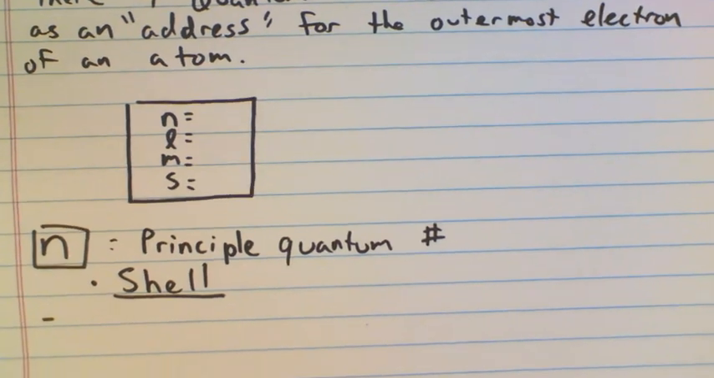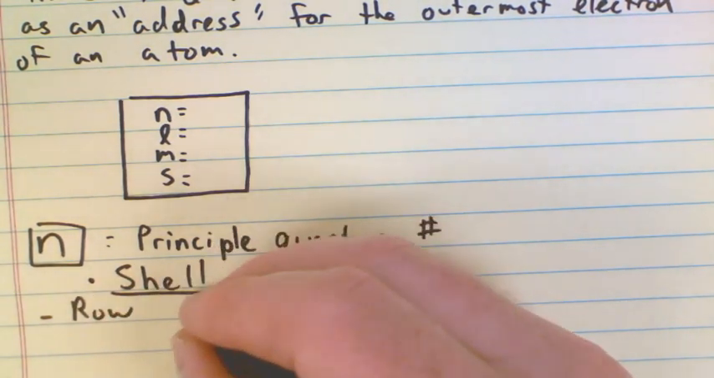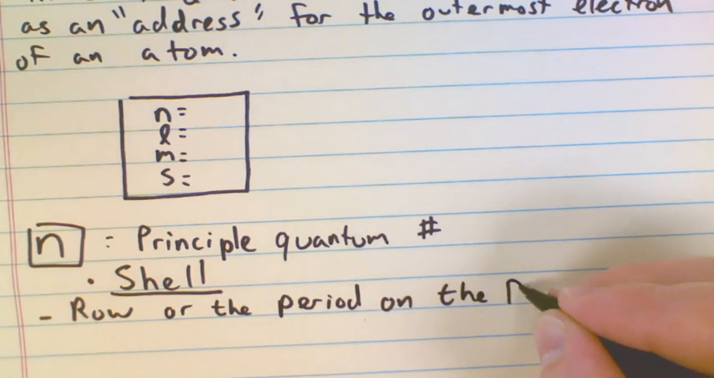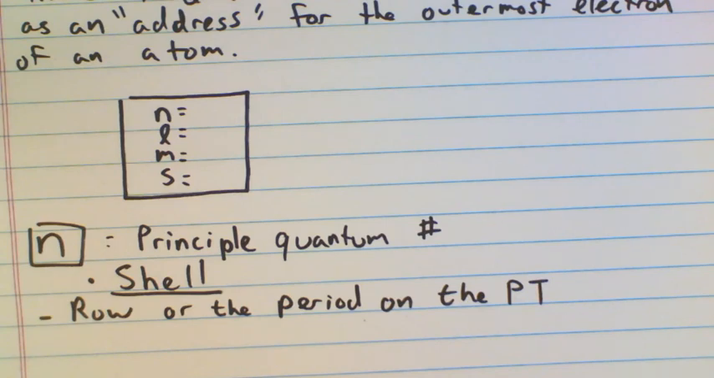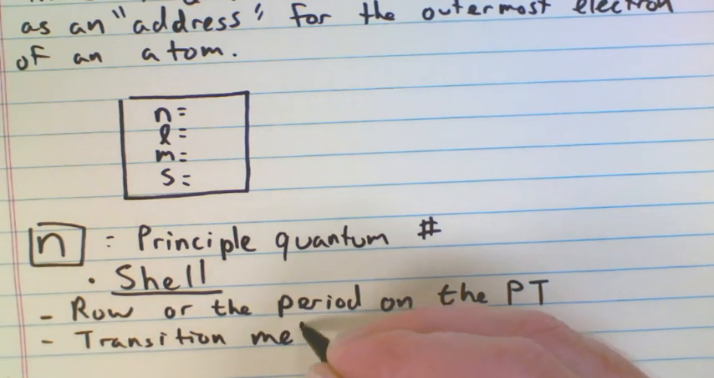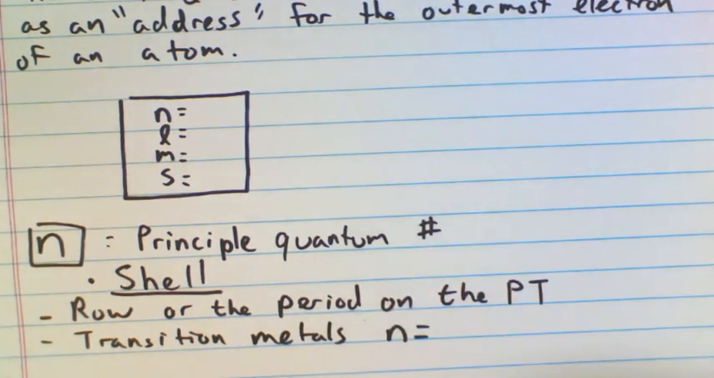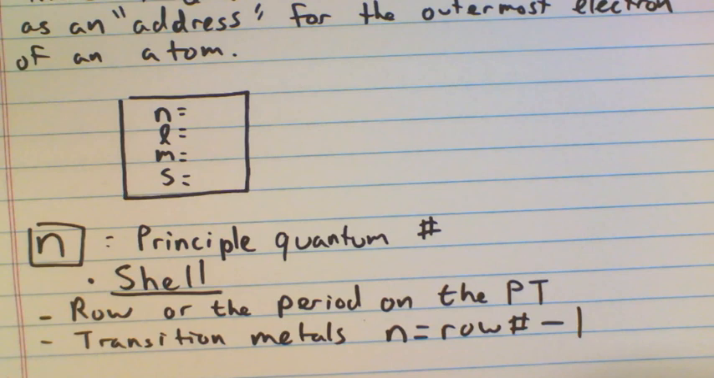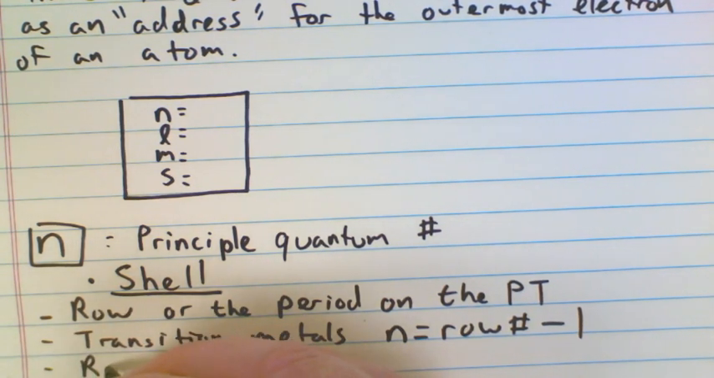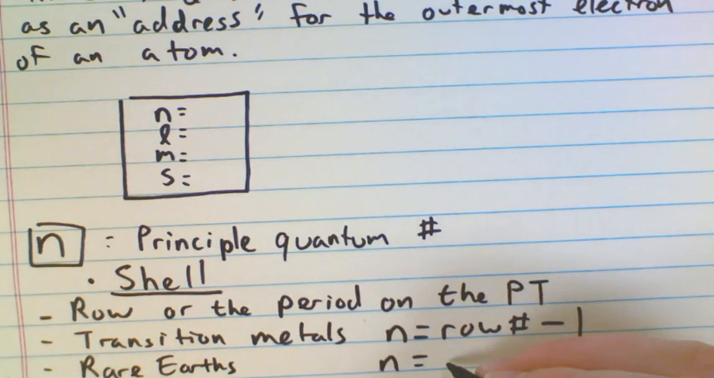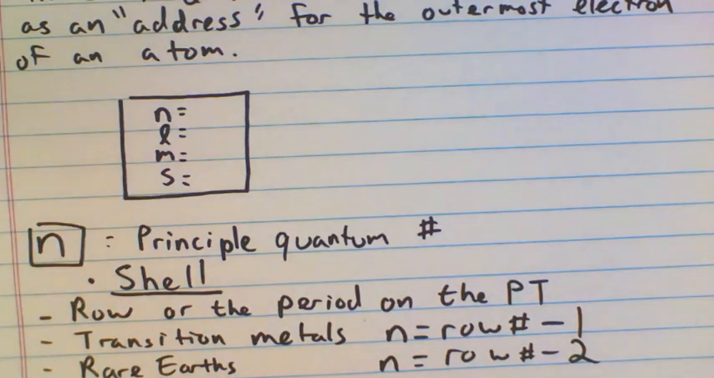When we assign the number, it's the row or the period on the periodic table for most things on there. For our transition metals, it's going to be the row number minus 1. For the rare earths, it's going to be the row number minus 2. So each element's going to get assigned 4 of these numbers.